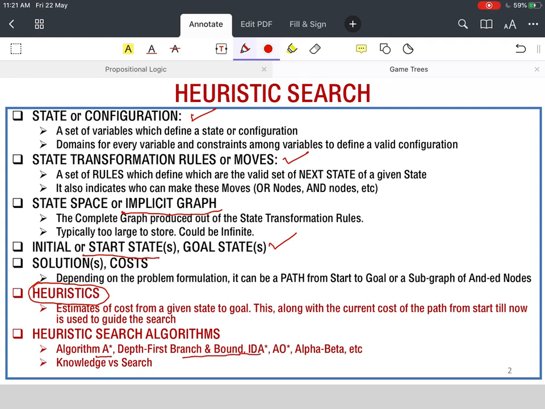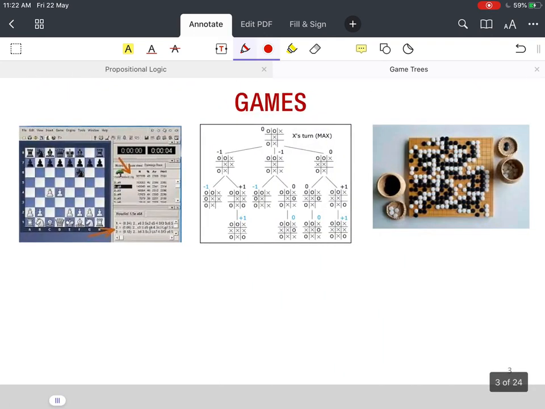And we have already discussed algorithm A star, depth first branch and bound, and IDA star. Today we move to a special case of such state space graphs which are called game trees. And we shall discuss the search algorithms and the issues involved in searching game trees.